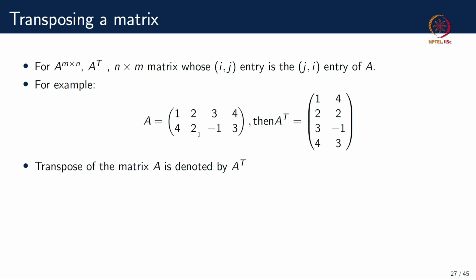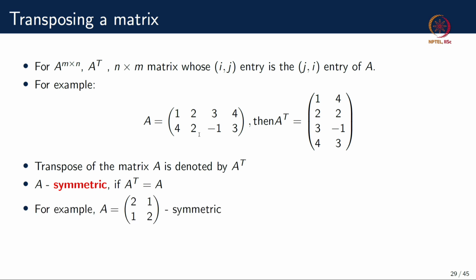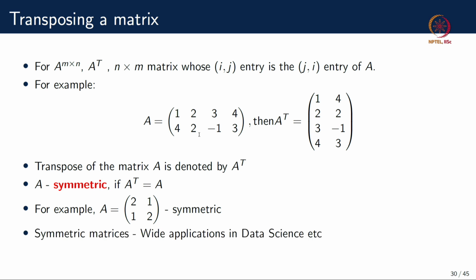A square matrix A is said to be symmetric if A transpose is equal to A. We can see that in the example A is equal to 2 1 1 2 is a symmetric matrix. Symmetric matrices play an important role in many applications and have many interesting properties which will be covered in the later lectures.